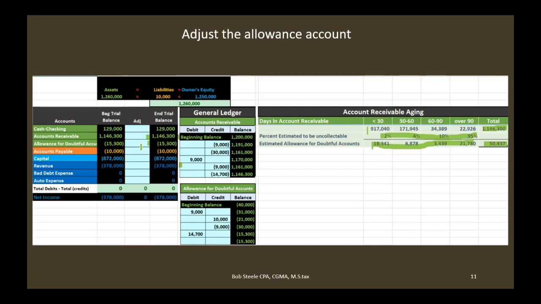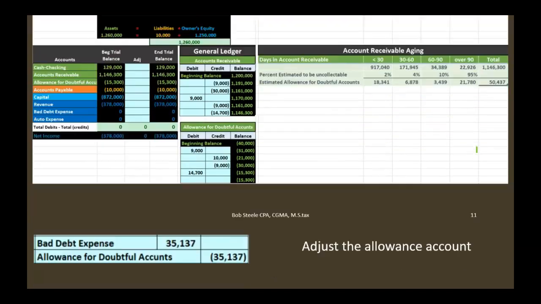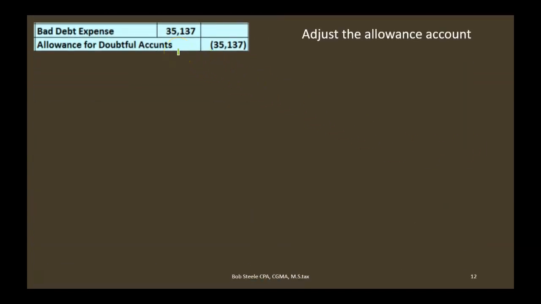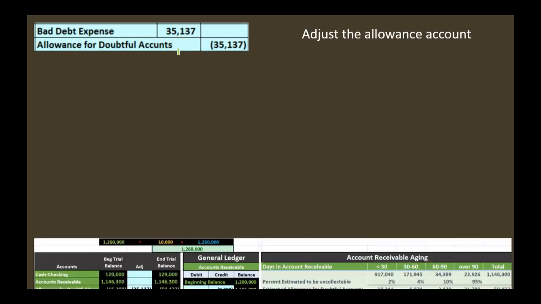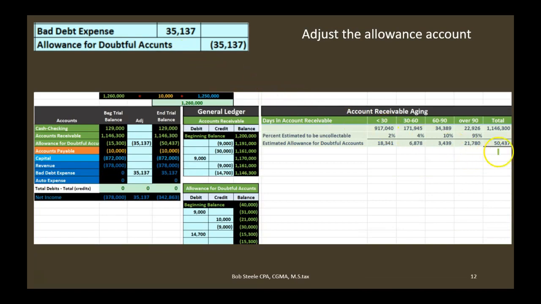And that's because we basically overestimated last time. We thought we weren't going to get paid on, I think it was 40 at the beginning. Yeah, it was 40 here last time. And we're still left with 15,300 at the end, meaning that we didn't write off as many. Not as many people came and said they were not going to be collectible as we thought. Therefore, in order to get this 15,300 up to the 50, we would do a subtraction problem, and the difference being 35,137 is what we would need in order to bring that amount up to the estimate of 50,000.